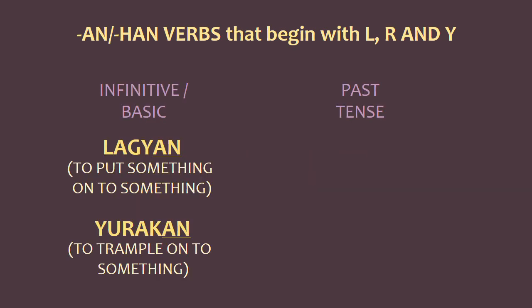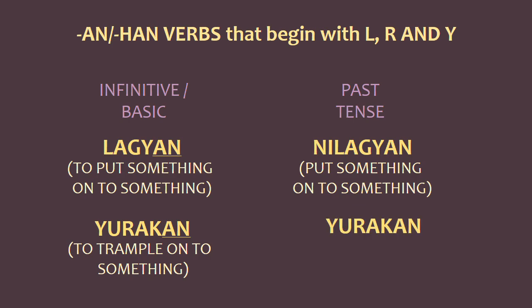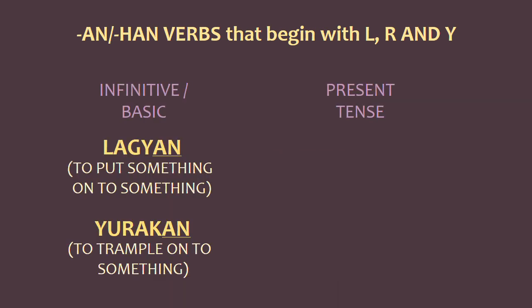To form the past tense, this time you add the prefix ni at the beginning of the infinitive form. So we have nilagyan and niyurakan. To form the present tense, you take the first two letters. So for this one, we have LA. So you double that and then add the prefix ni, nilalagyan.